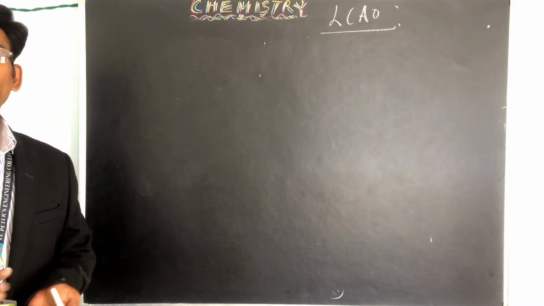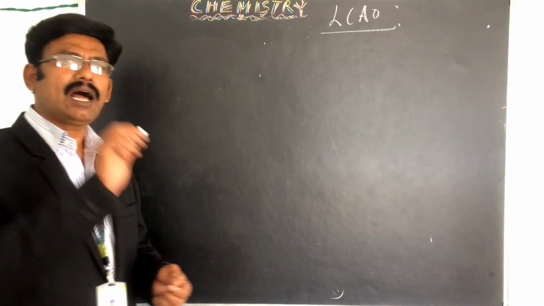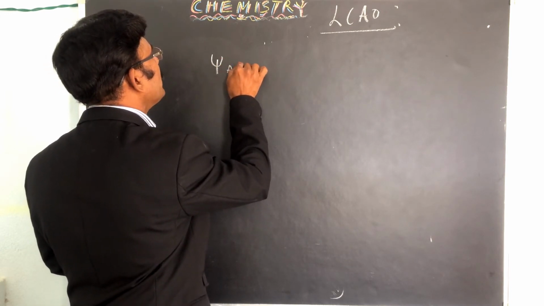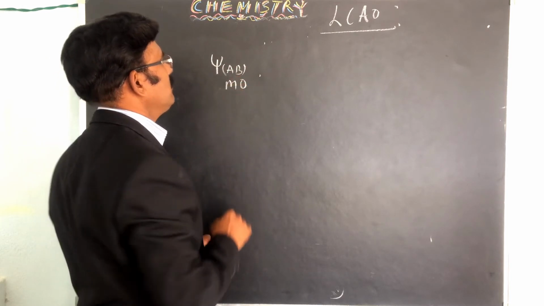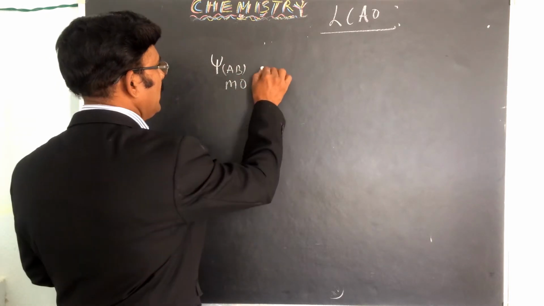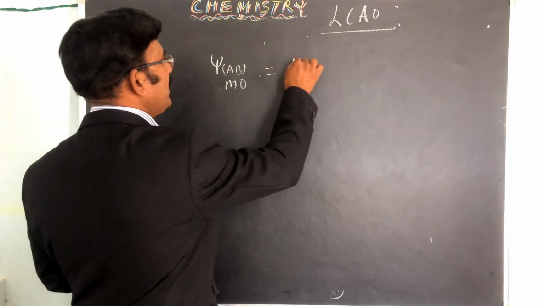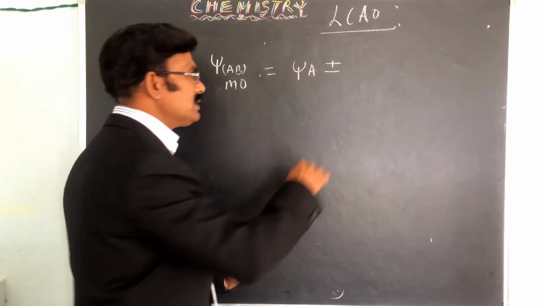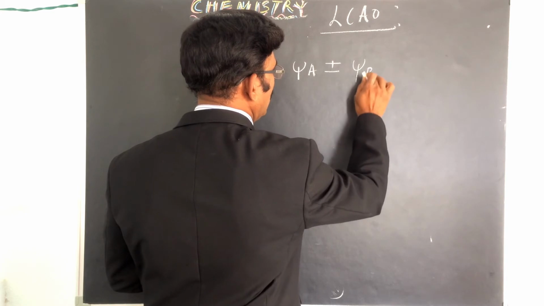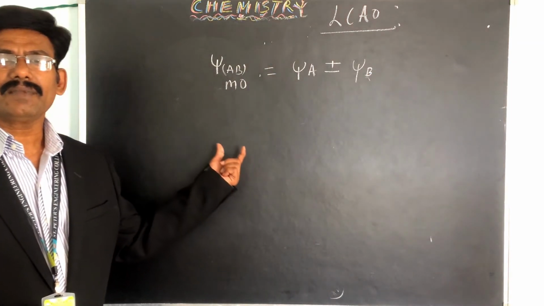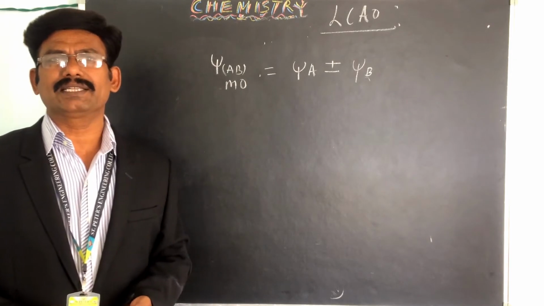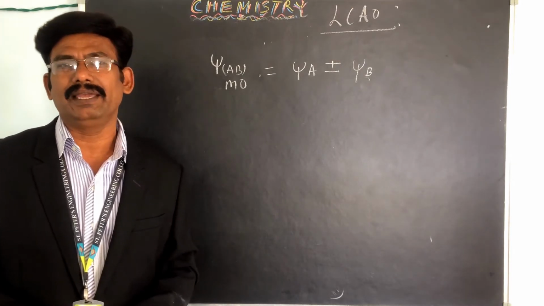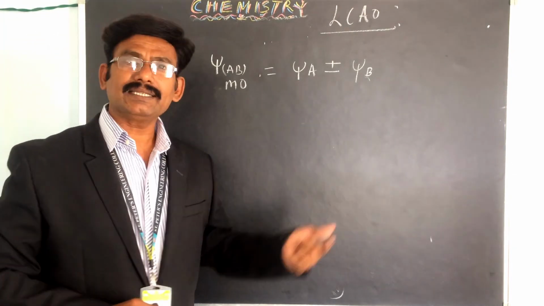So two atoms in the molecular orbital. What is the psi molecular orbital? Psi AB is the molecular orbital, equal to psi A plus or minus psi B. The two molecular orbitals, what are they? One is psi A plus psi B, one is psi A minus psi B.